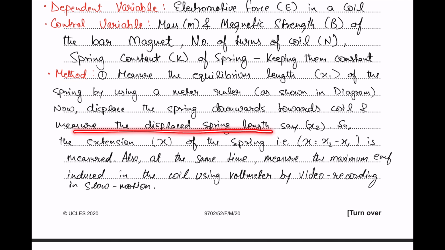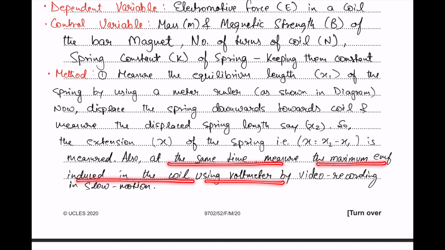And measure the displaced spring length, say x2. How much you have measured, you can calculate by using the meter rule attached just parallel to it. So the extension x of the spring is x2 minus x1. That is the extension of the spring from its equilibrium position.